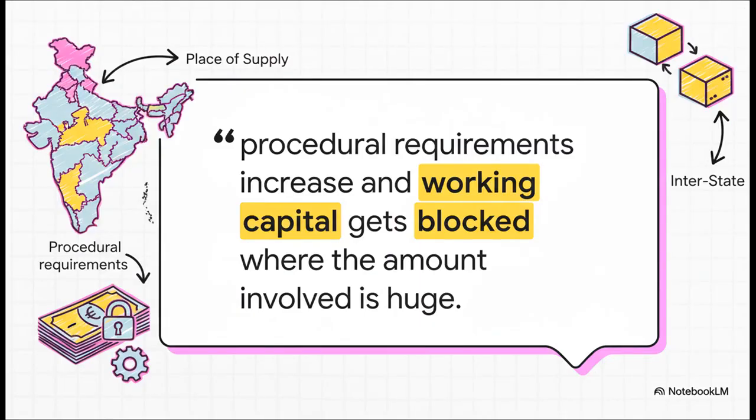And believe me, making a mistake between these two is a huge deal. As our source material points out, if you pay the wrong type of tax, you don't just get to fix the error. You actually have to pay the correct tax all over again, and then go through the whole process of claiming a refund for the wrong one. This means more paperwork, more hassle, and most importantly, your working capital gets tied up.